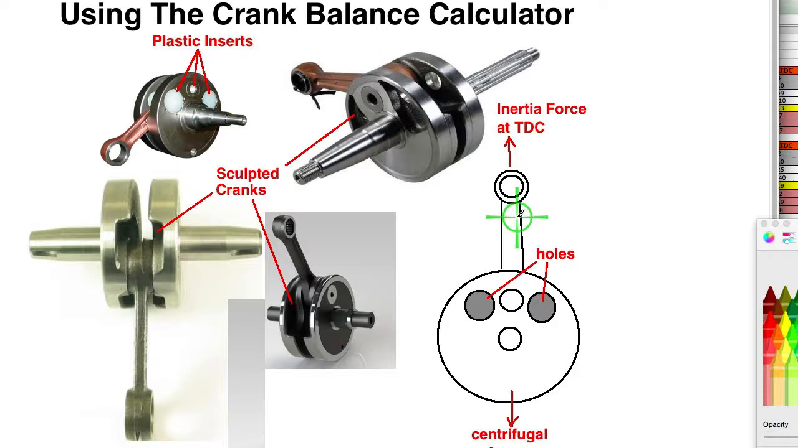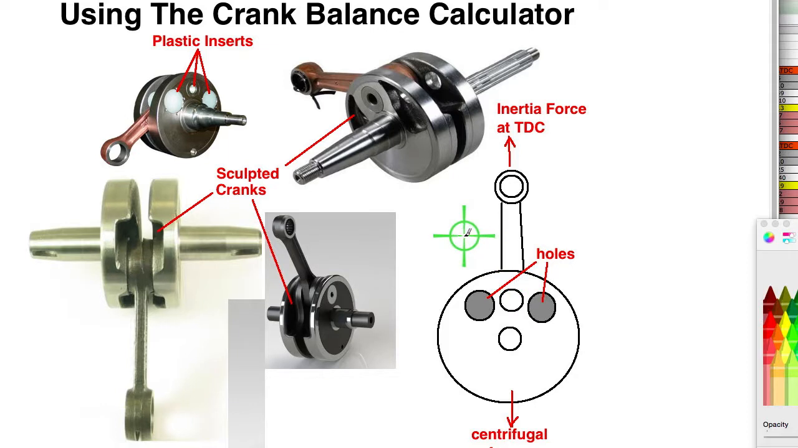Probably the strongest inertial force you have is when the piston reaches top dead center and it's changing direction, so you have an inertial force that's upward, which is countered by the downward centrifugal force of the crank due to the two or more holes on this side right here.